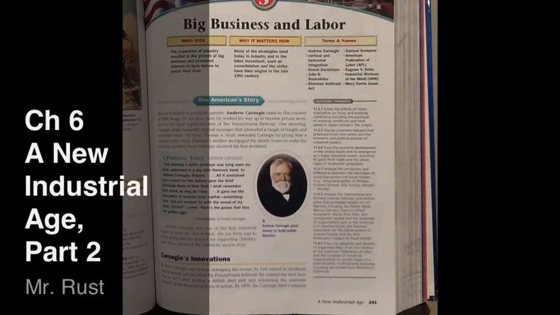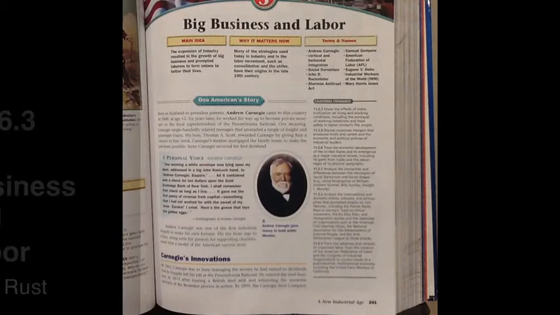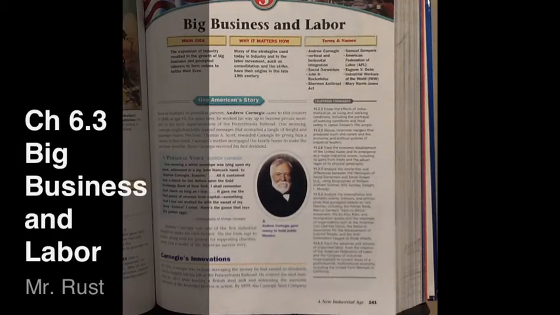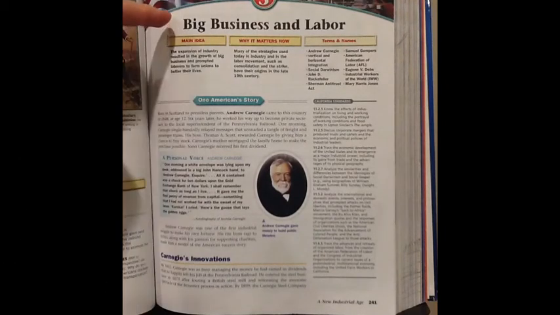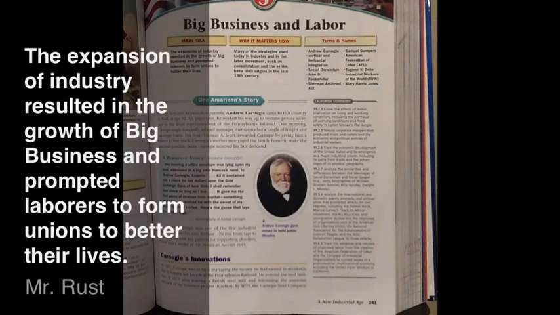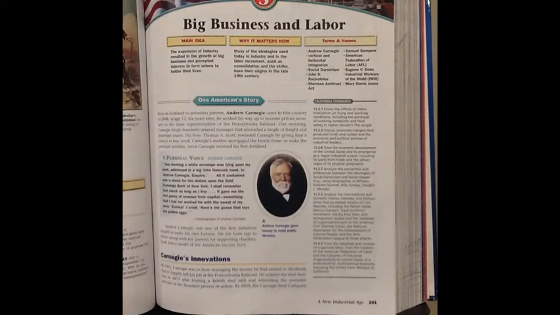Chapter 6 of The Americans, A New Industrial Age, Part 2. Chapter 6.3 is entitled Big Business and Labor. The main idea of this section is the expansion of industry resulted in the growth of big business and prompted laborers to form unions to better their lives.